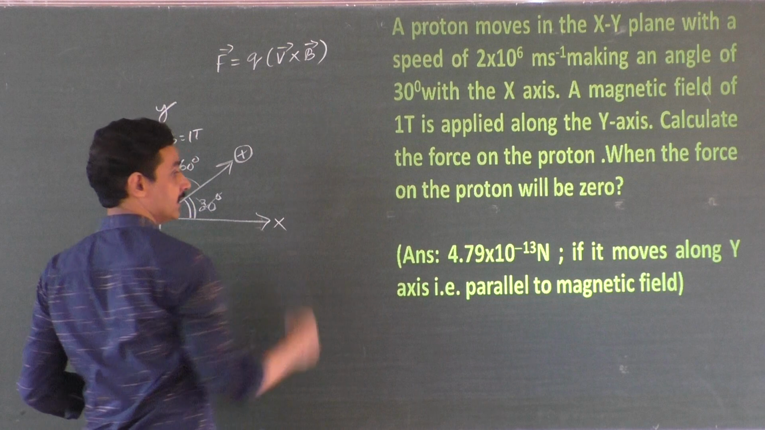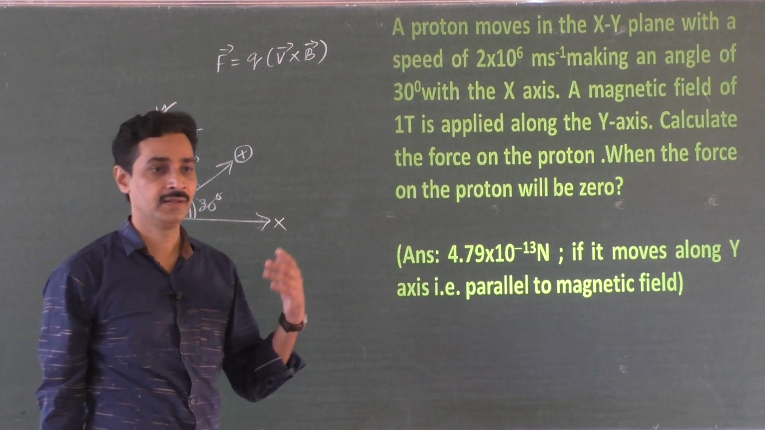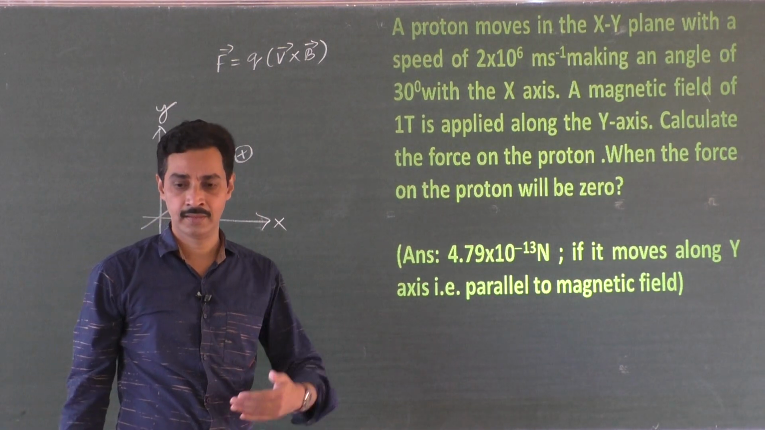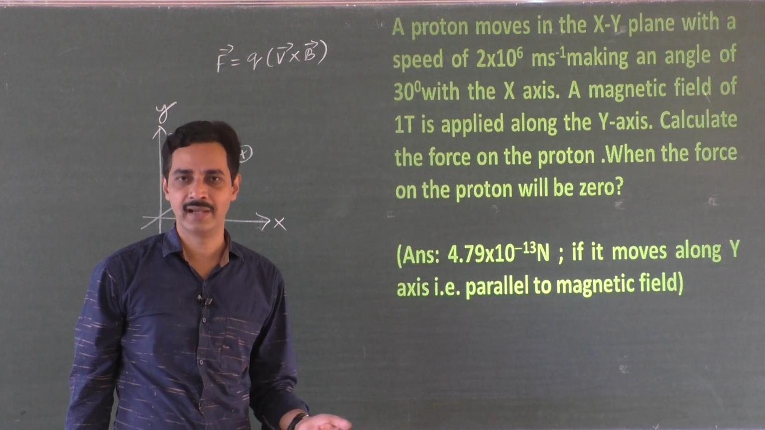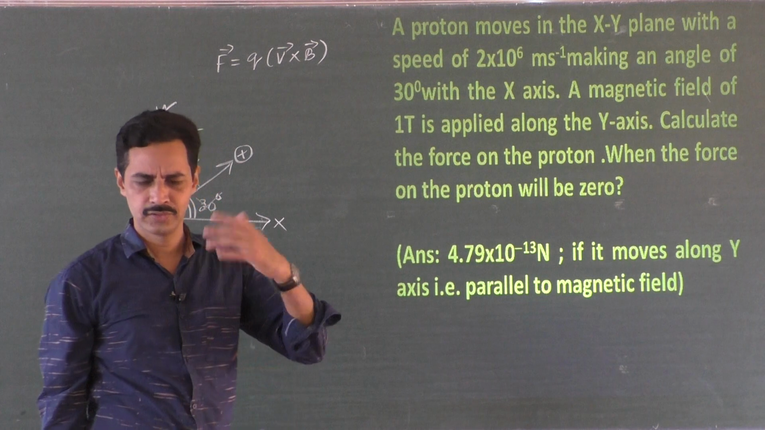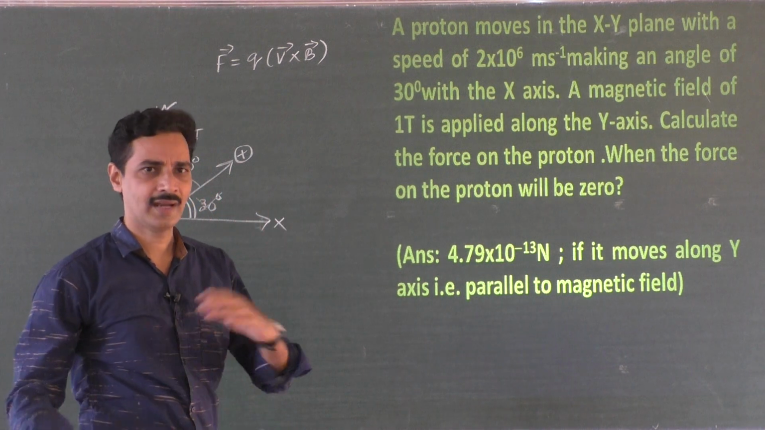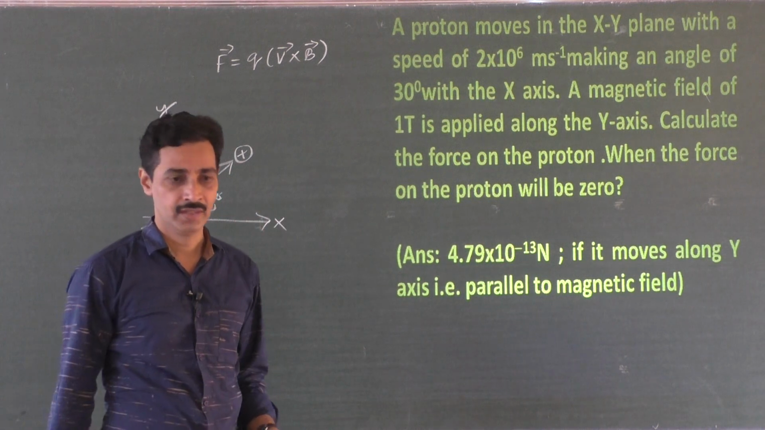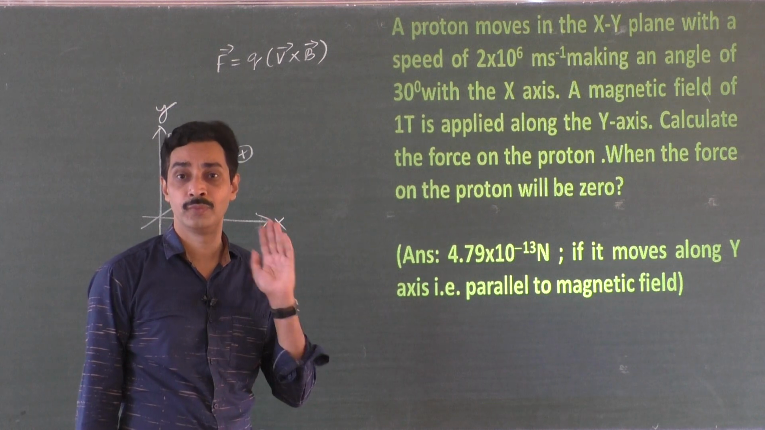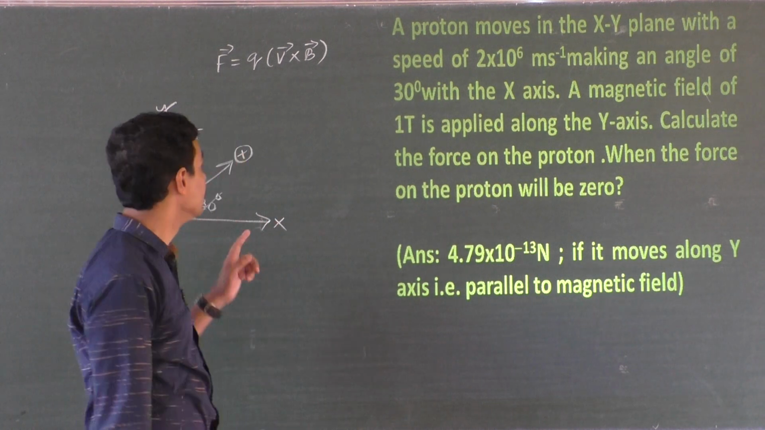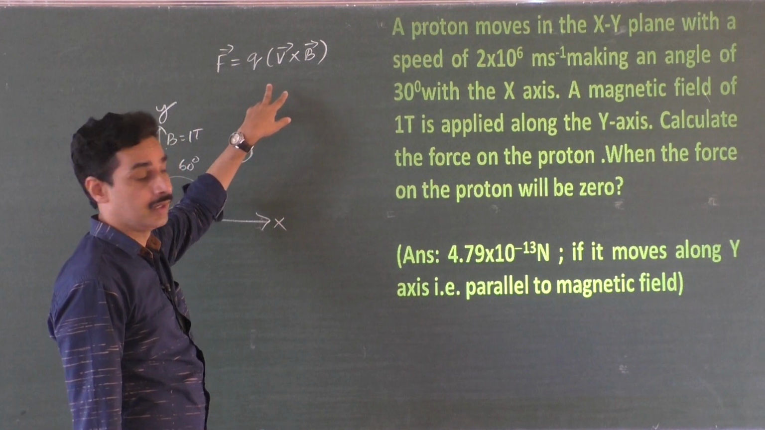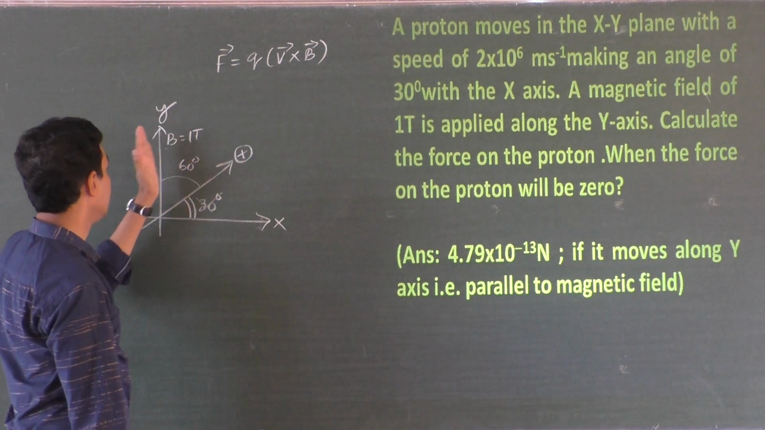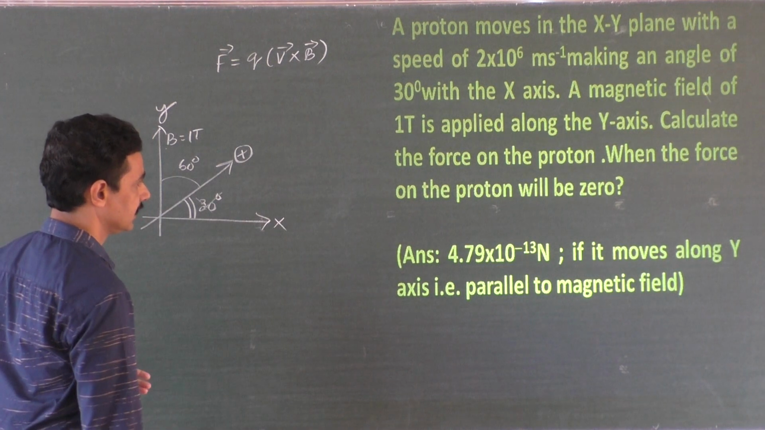In all these chapters, starting from electric field flux, and here the torque acting on a loop, everywhere, what is theta? It's not a simple angle. Here you should be extremely careful. They will just hide theta with some other values. It is an angle made by what and what. That is very important. Here F equals Q into V cross B. It is VB sin theta. So velocity and B have an angle of 60 degrees.